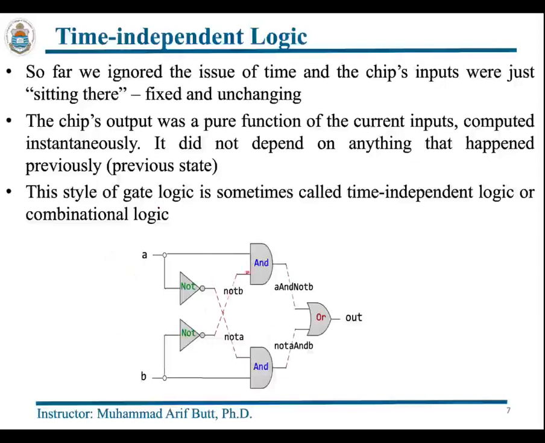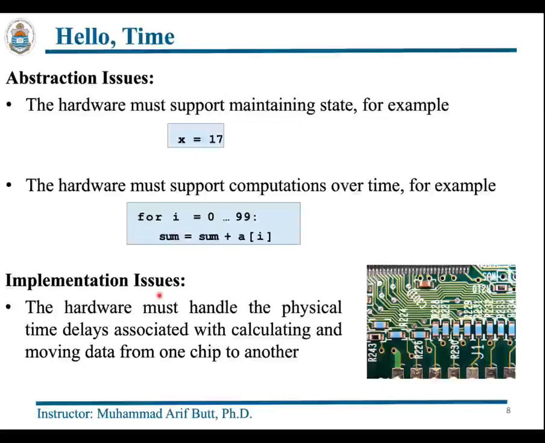So this is the example of an XOR gate, a time-independent combinational circuit having two inputs A and B and a single-bit output out. This output depends on whatever is there on these two input pins. So there is no concept of actual time. But we need the concept of time.